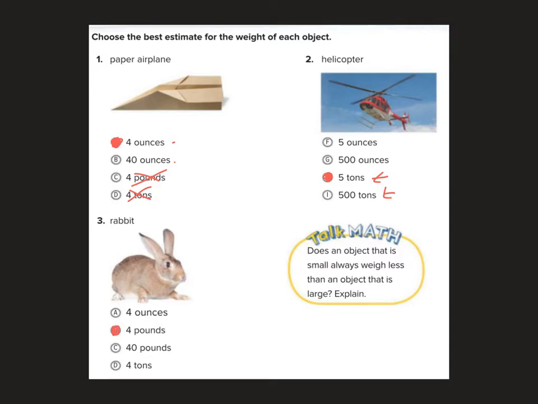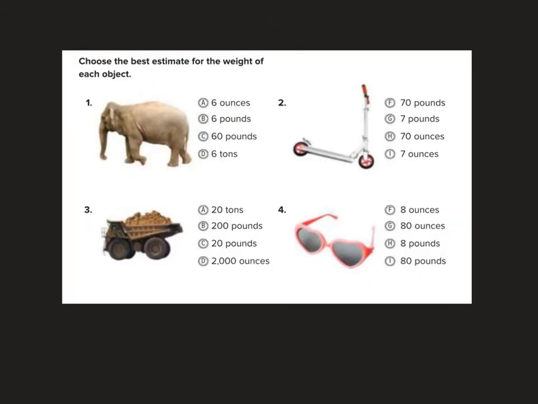Does an object that is small always weigh less than an object that is large? No. What about like a bowling ball versus a large piece of paper? Right? Size doesn't really matter on weight. It's actually its density that matters for the weight. So, no. An object that's small does not always weigh less than an object that is large. Depends on its density.